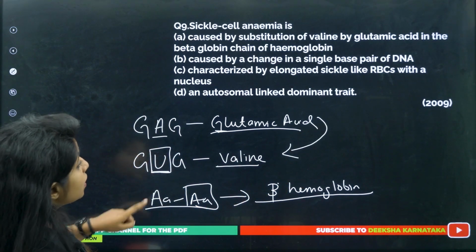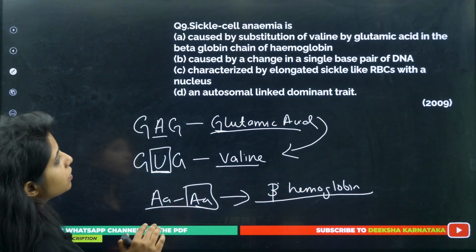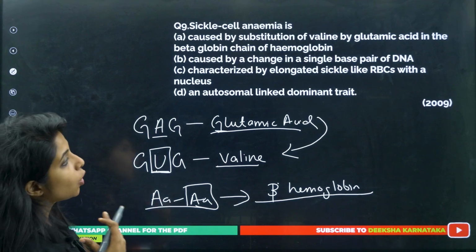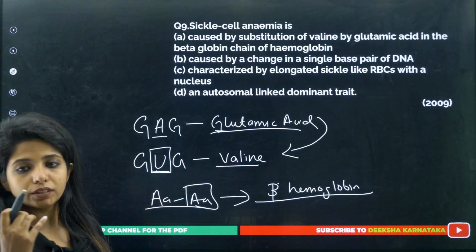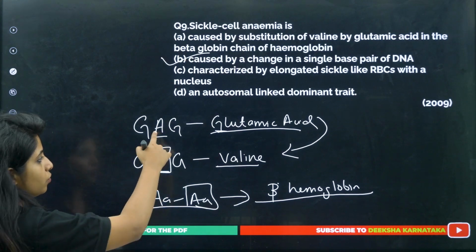Caused by change in single base pair? Yes. Characterized by elongated sickle-like RBCs with nucleus. RBCs do not have nucleus. An autosomal-linked dominant trait? It is an autosomal-linked recessive trait. So this is the answer. Single base pair change over here.